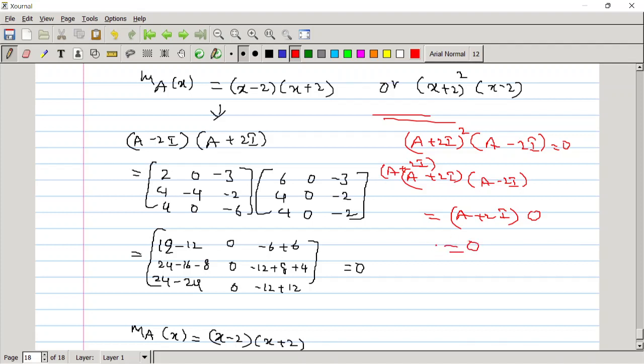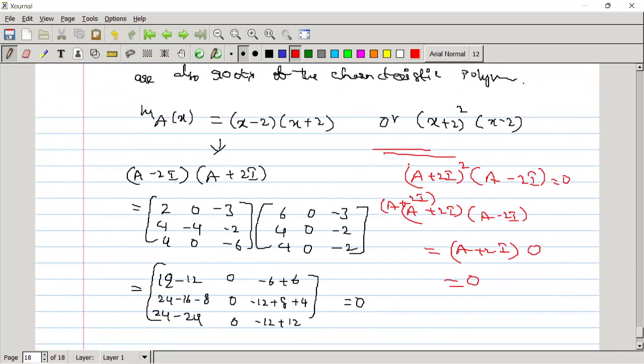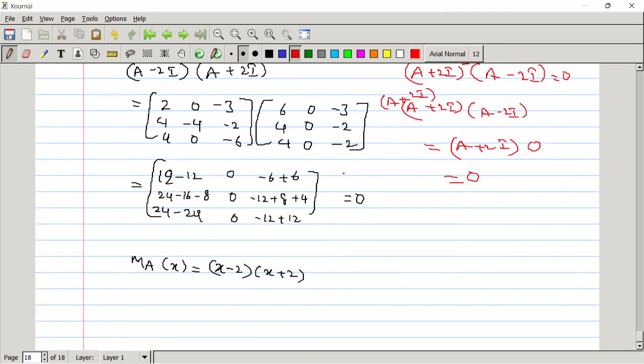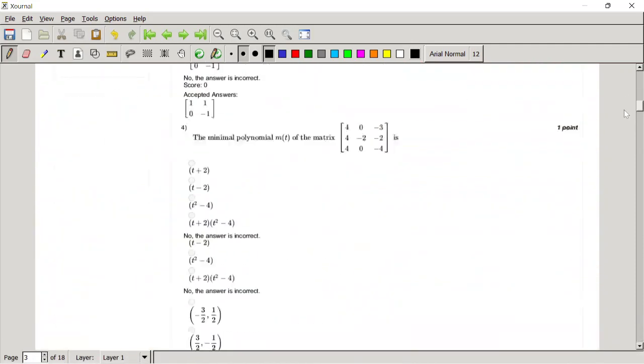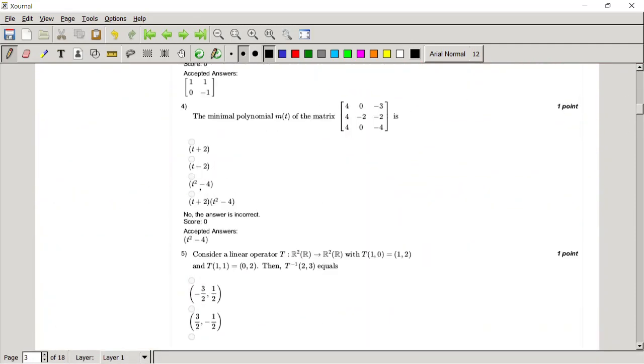Of course we will get this equation also equal to 0, but the minimal polynomial is nothing but the least degree polynomial. Among these two, the first polynomial is the least degree, so we say the first polynomial is the minimal polynomial. So we get that the minimal polynomial is x minus 2 into x plus 2. This is nothing but x square minus 4. So option C is the correct one.